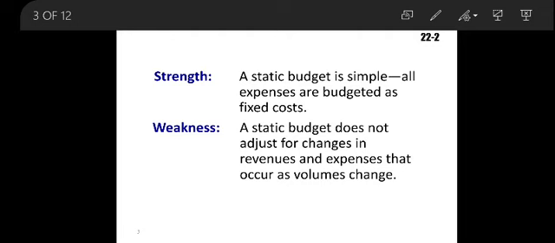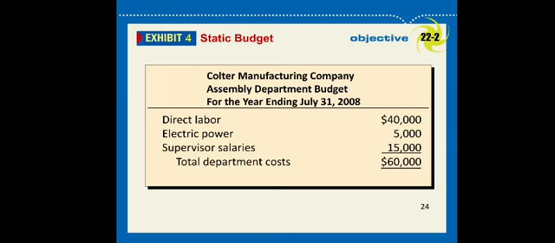See here the static budget. It is very simple, but this budget is for a specific quantity of production or specific number of activity only. Let's say the department is planning to produce 10,000 unit product. That's it. This budget is for 10,000 unit production. If the unit of production changes, the budget does not change. So that is the weakness.